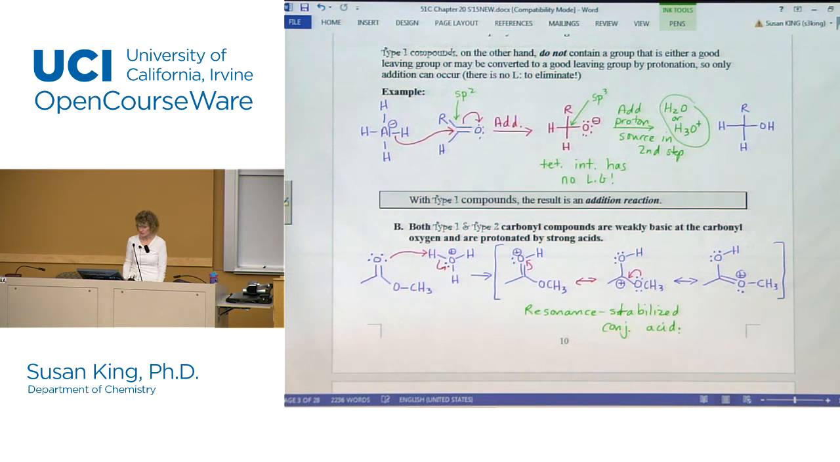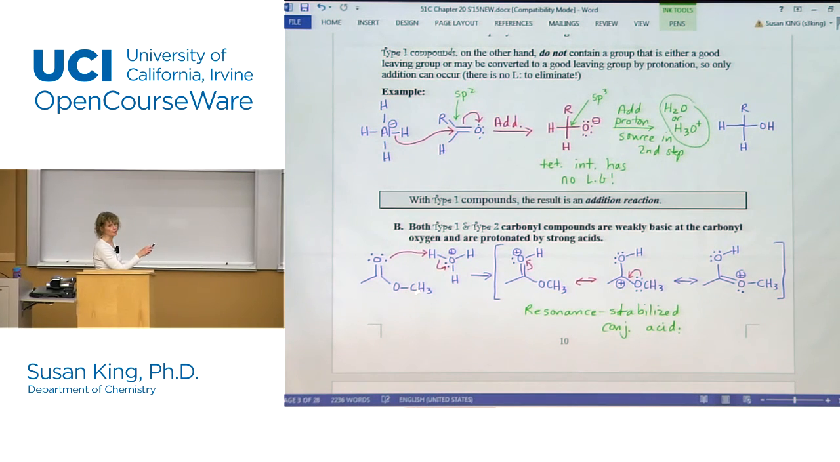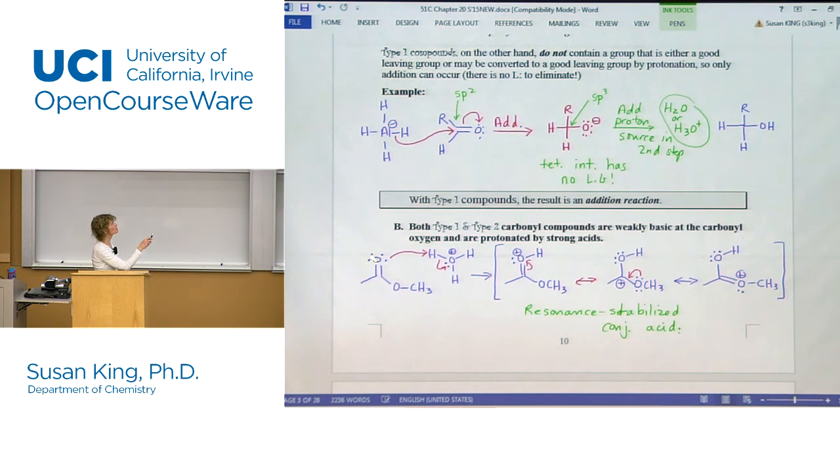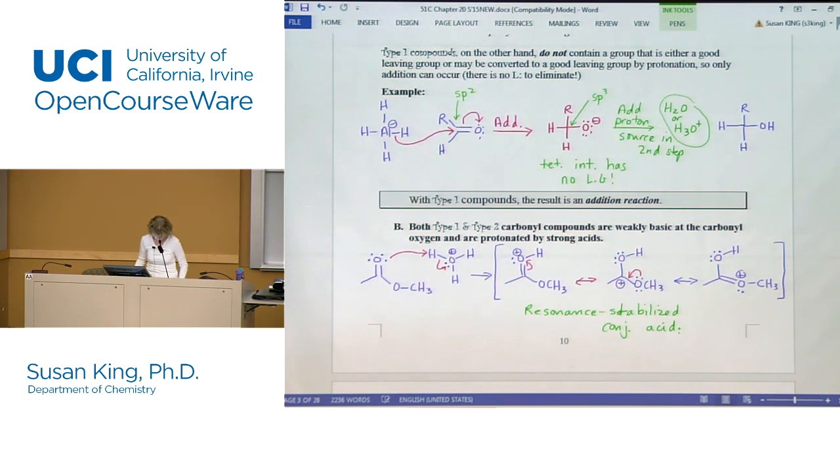Now, you might have thought to yourself, well, why would we protonate on that oxygen? Why do we protonate here? Why don't we protonate here, right? We've got two possible oxygens. Can we ever protonate here instead of here? So let's look at that. That's on the next page. Turns out that you only get protonation at the carbonyl oxygen.